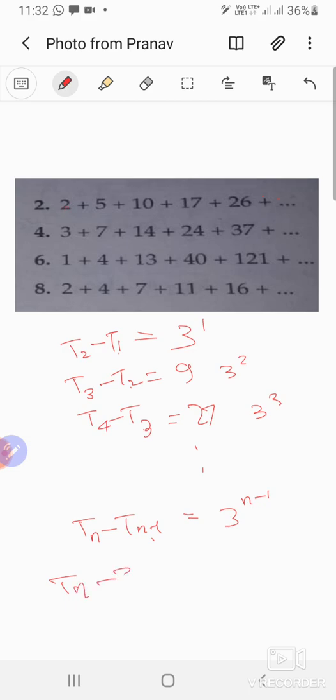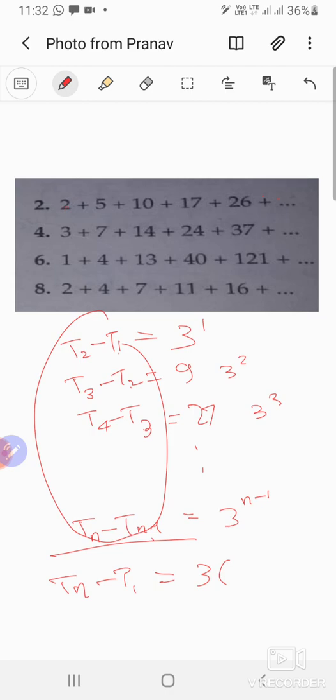That will give me tn minus t1, right? When you add all of these up, you get tn minus t1 equals 3 to the first power plus 3 to the second power all the way till 3 to the n minus 1 power. That's supposed to be 3 times, how many terms are there? n minus 1 terms. So 3 times 3 to the n minus 1, minus 1, upon 2, because 3 minus 1 is 2. So there you go. Tn equals, what's t1? T1 was 1. So 1 plus 3 into 3 to the n minus 1 minus 1 upon 2.